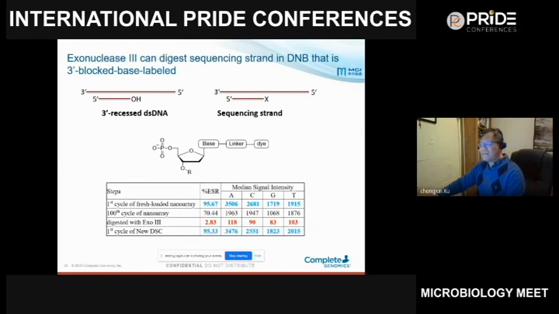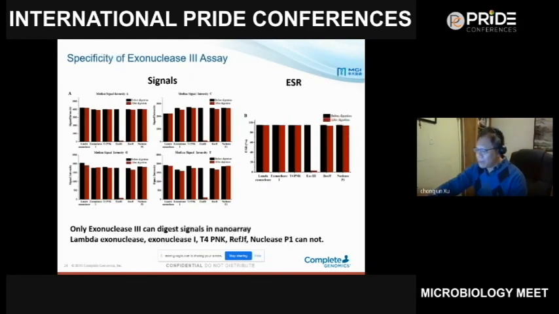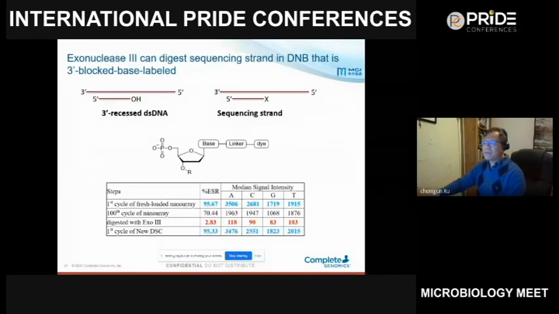After 100 cycles of sequencing, the signal intensity is slightly reduced. Then after that, we treated with X3, and we can see the signal intensity go back to background. That indicates X3 can cleave the DNBs left on the sequenced strands.